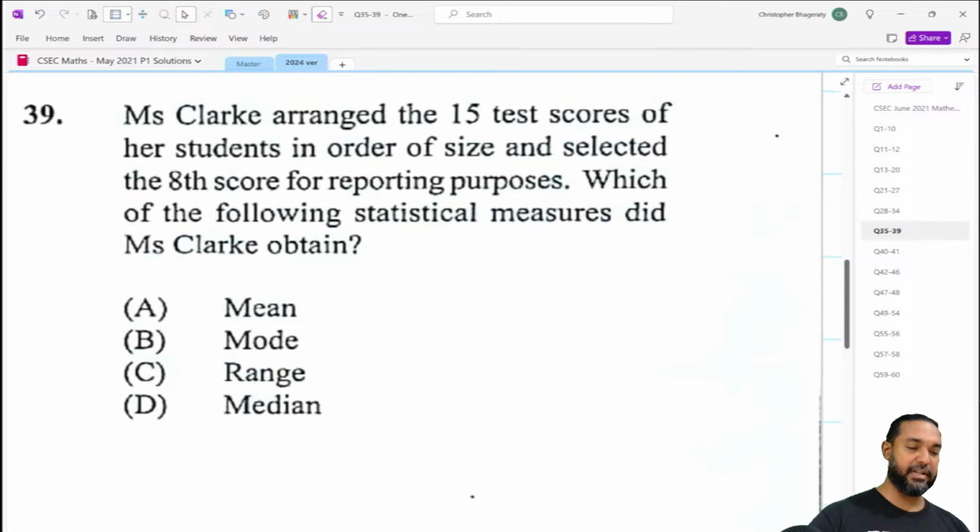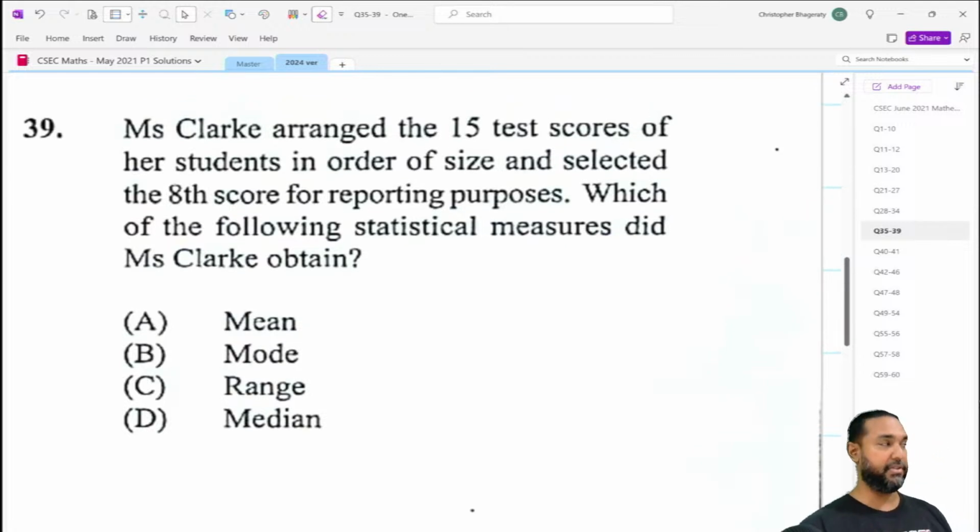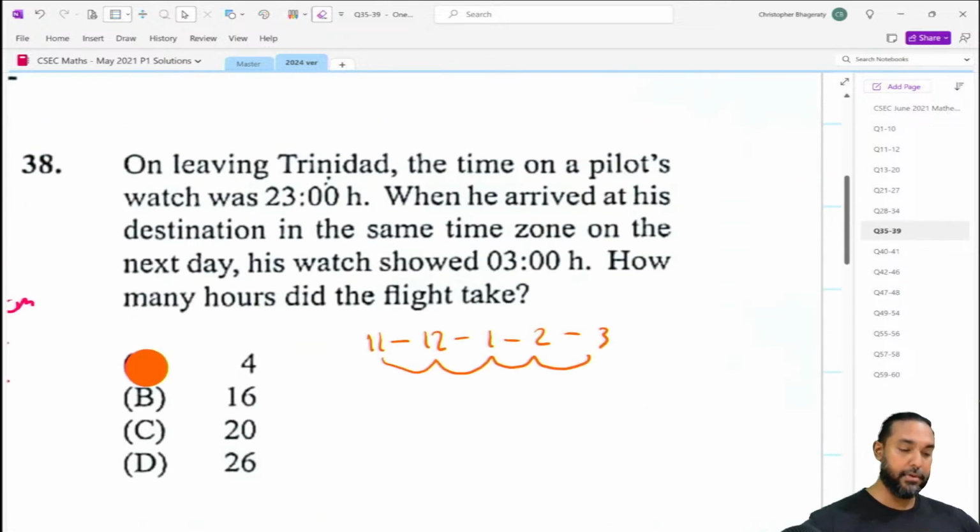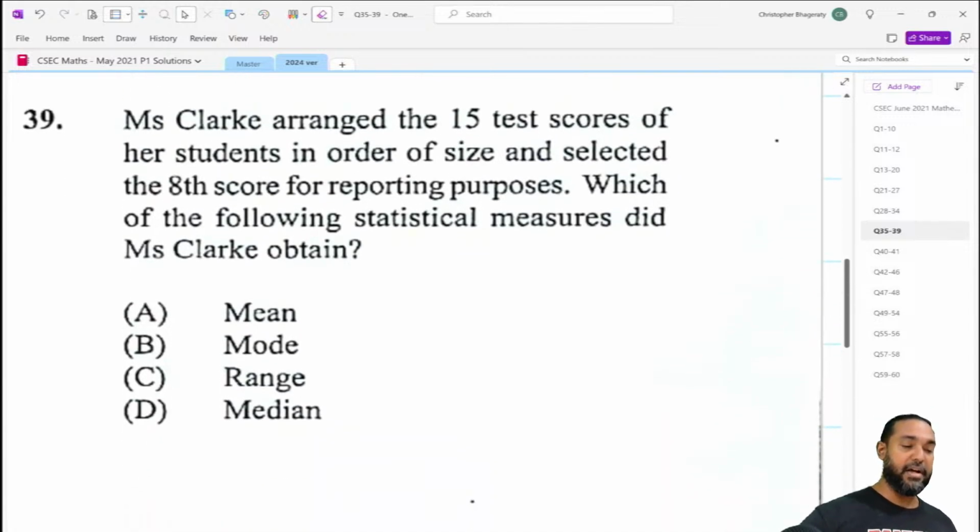Scrolling down. Miss Clark arranged the 15 test scores of her students in order of size and selected... Wait, first you could go back to that one. Yeah? Thanks. Alright, cool. Yeah, you can move on. Alright, cool. Right, Miss Clark arranged the 15 test scores of her students in order of size, ascending order, and selected the 8th score for reporting purposes. Which of the following statistical measures did Miss Clark obtain?